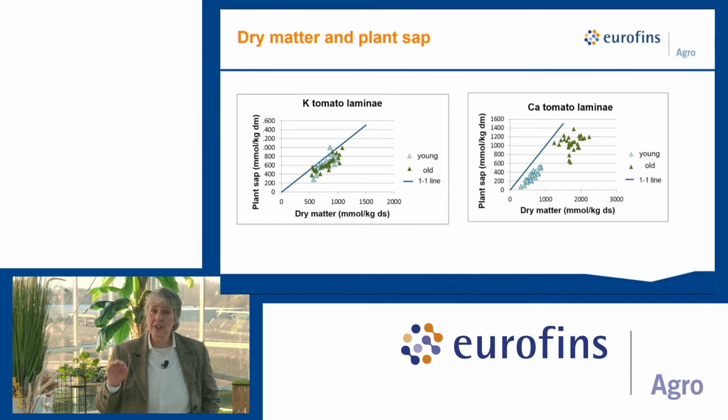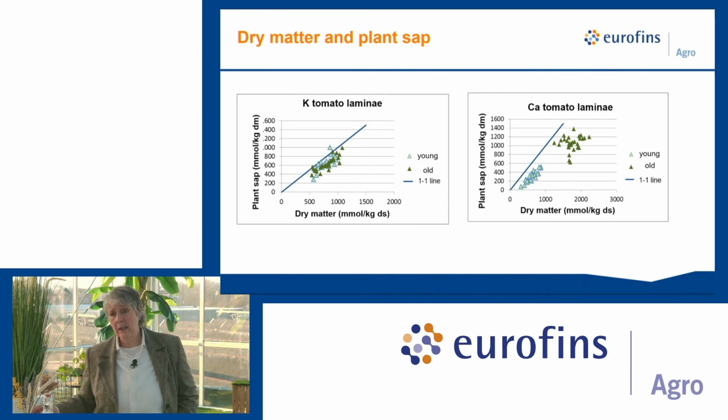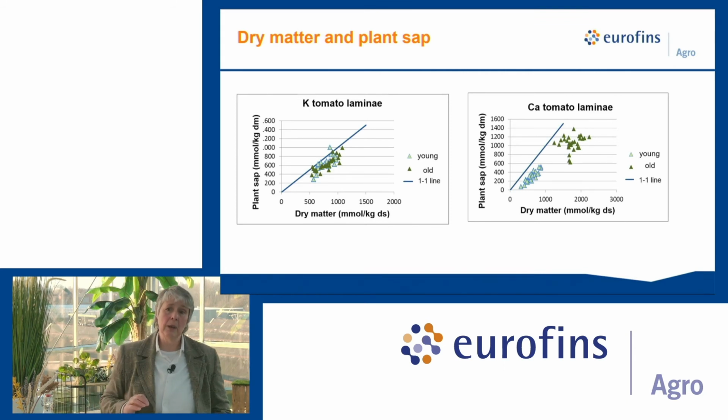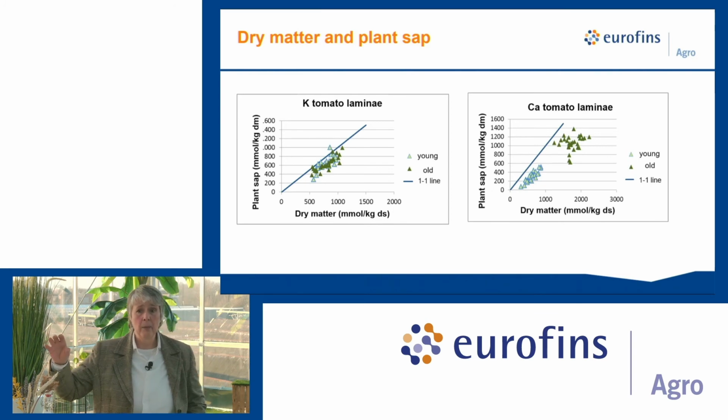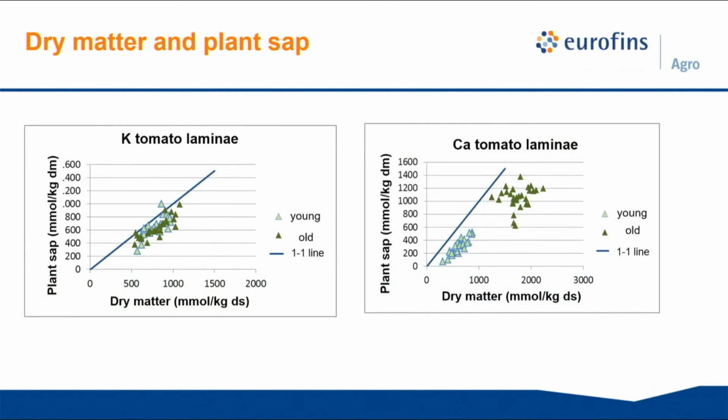we certainly see a pattern there. First of all, there's a lot more calcium in the dry matter than in the plant sap. And there's a huge difference between the young laminae and the older laminae. They're really separated from each other. So the calcium works completely different than the potassium in the tomato.